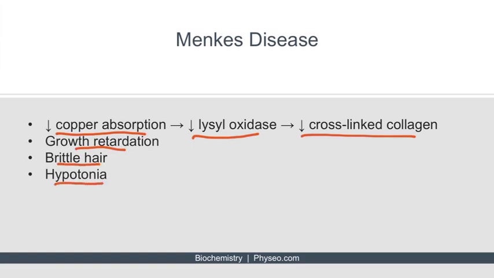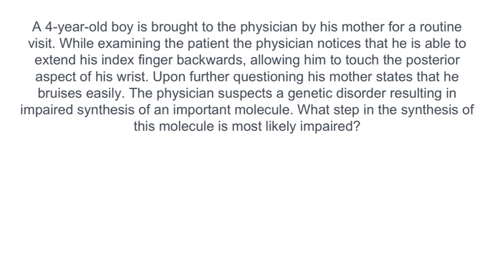Okay, let's do a question. A 4-year-old boy is brought to the physician by his mother for a routine visit. While examining the patient, the physician notices that he is able to extend his index finger backwards, allowing him to touch the posterior aspect of his wrist. Upon further questioning, his mother states that he bruises easily. The physician suspects a genetic disorder resulting in impaired synthesis of an important molecule. What step in the synthesis of this molecule is most likely impaired?